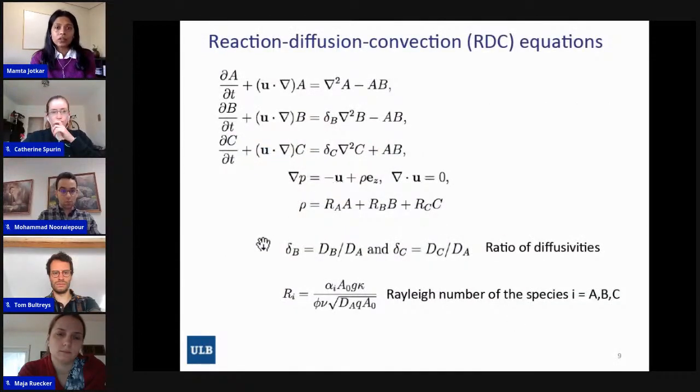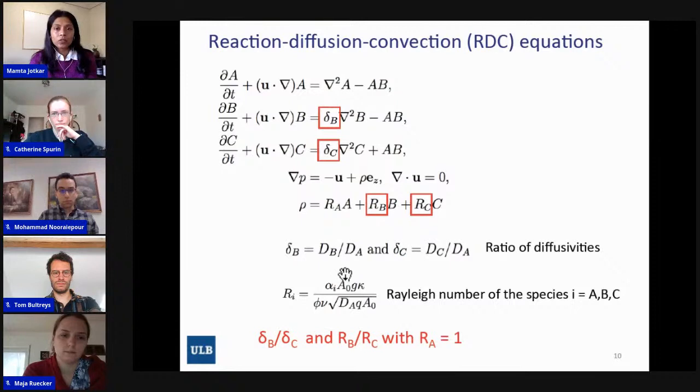So the reaction-diffusion-convection equations for the solutal concentrations of A, B, and C are given here in the dimensionless form, where delta B and delta C are the diffusivities. These equations are then complemented by the Darcy equation for an incompressible flow in a porous medium and a linear equation of state for the density, where Ra, Rb, and Rc are the Rayleigh numbers of these species and they determine the density contribution of the species. So the important parameters for this presentation are highlighted here: the diffusivities and the Rayleigh numbers of B and C, while we maintain Ra as 1.